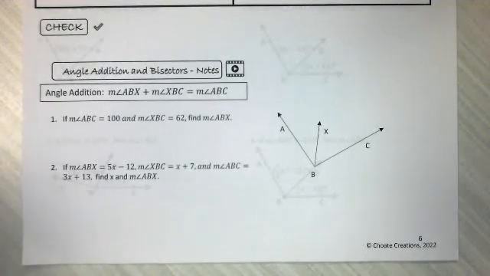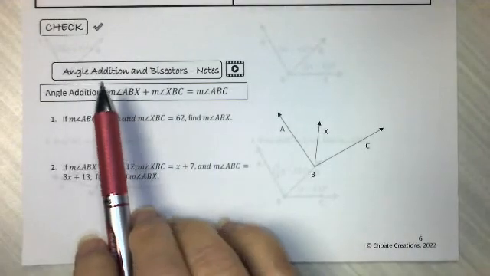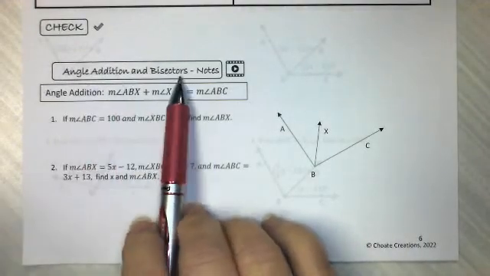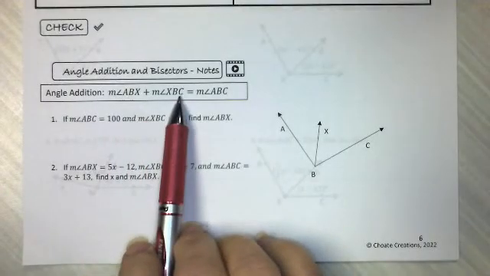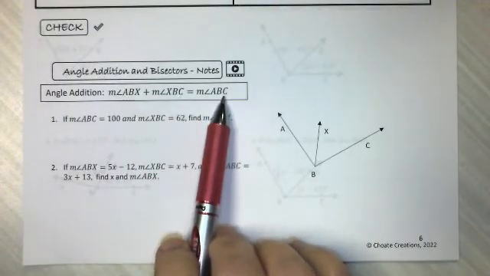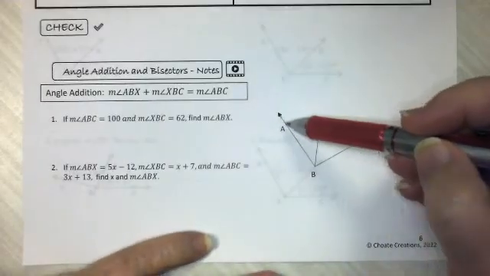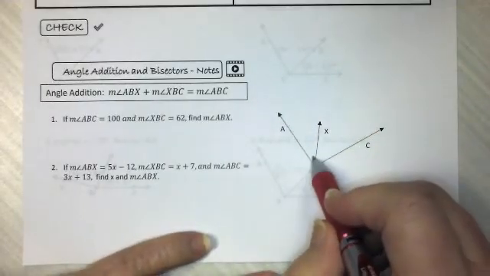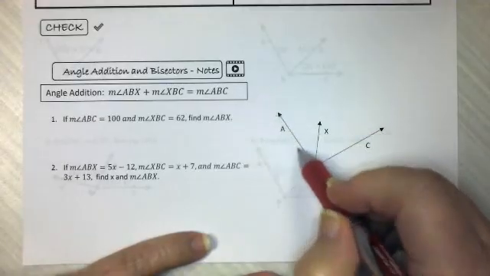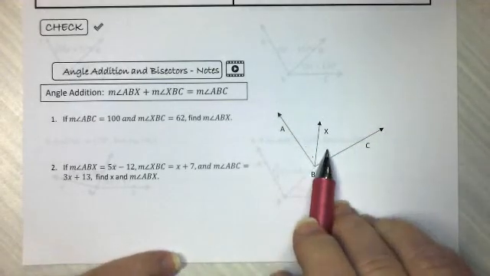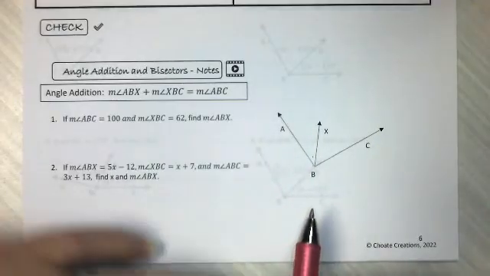Last time we talked about segment addition. Now we're going to do the same thing but with angle addition and bisectors. So angle addition says the same thing. A little angle plus a little angle equals the big angle. So if we said angle ABX right here plus angle XBC is going to add up to angle ABC. The little part plus the little part equals the whole.